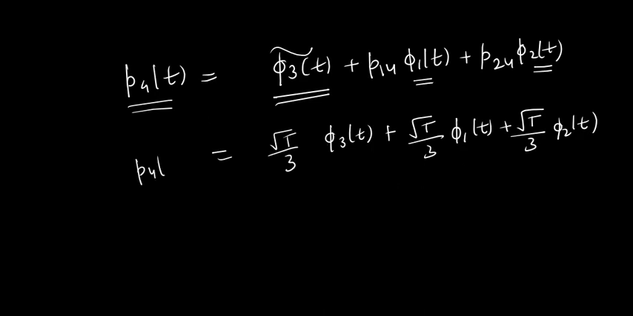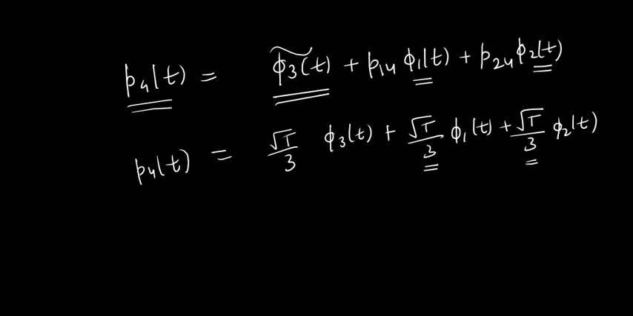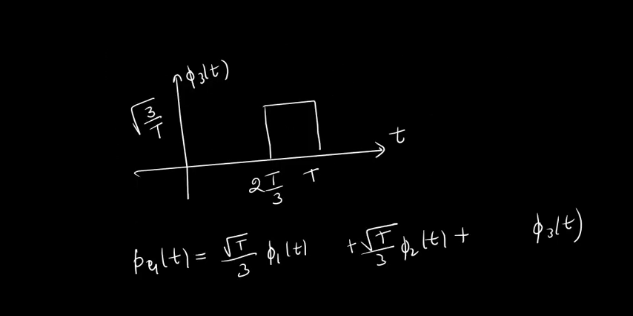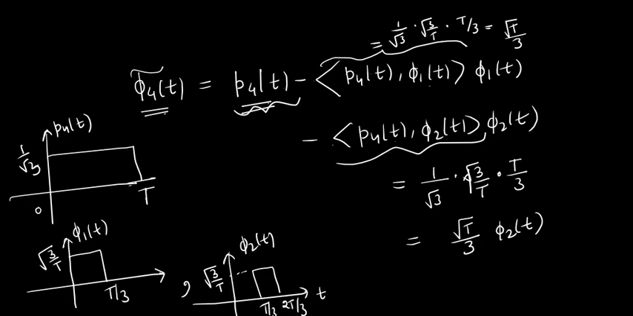So this will be your phi 4(t). How much is it? Phi 1, root T by 3, root T by 3. Is that right? Please let me know if you have any doubt. Look, you have learned how to find phi 1, phi 2, phi 3. Have you understood that point?